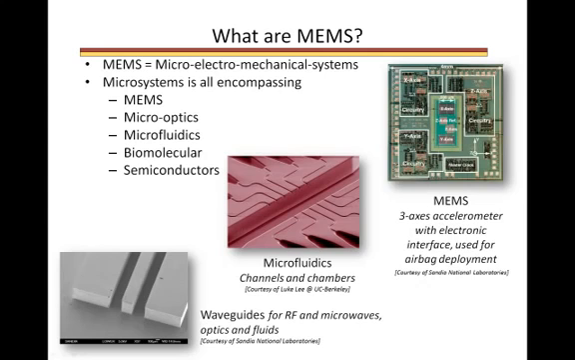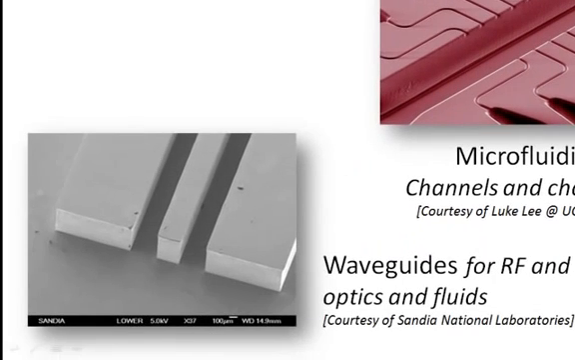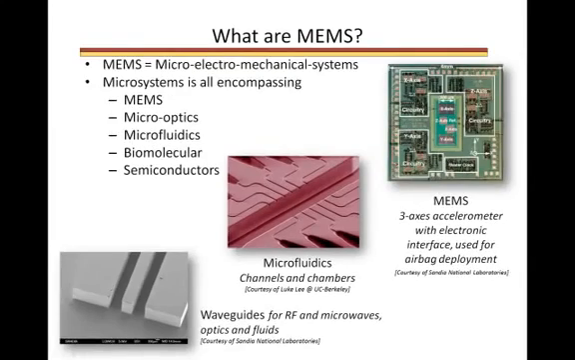So what about micro-sized components that don't have a mechanical part? For example, these microfluidic channels that use capillary action to move fluids from the micro-sized reservoirs through the even smaller micro-sized channels. No pumps, no mechanical components are needed. Or what about micro-sized waveguides? These are stationary components that guide frequencies, fluids, and optics from point A to point B. These devices are termed microsystems.